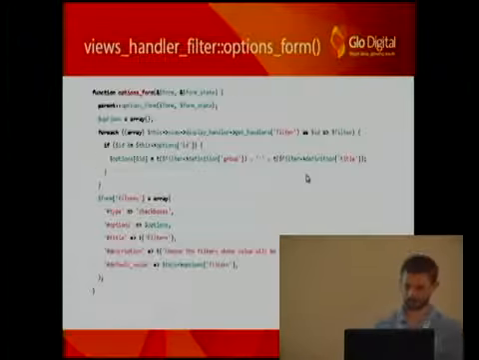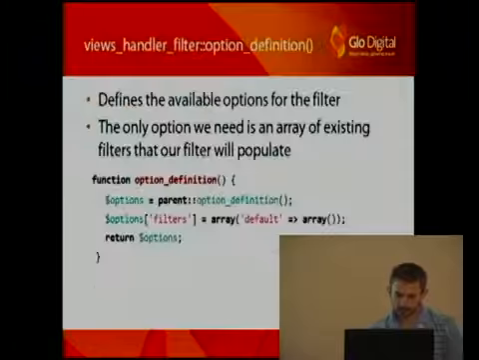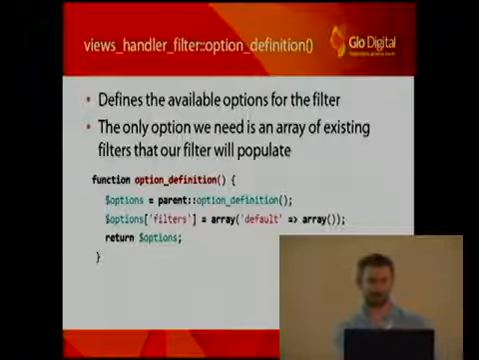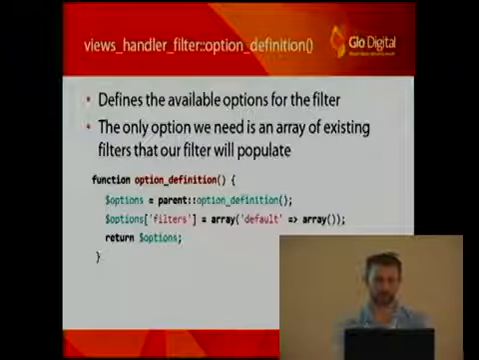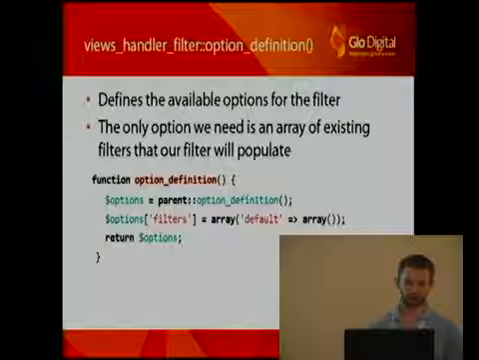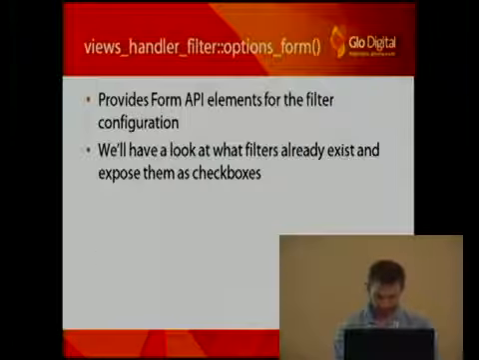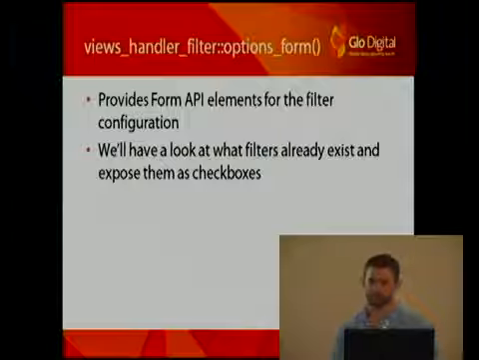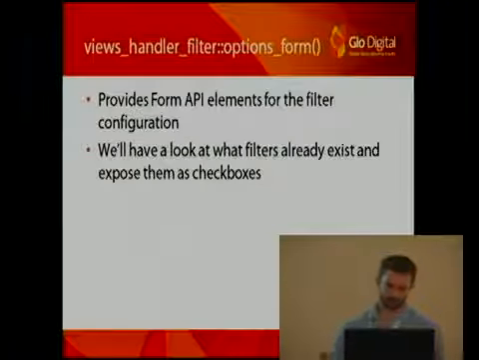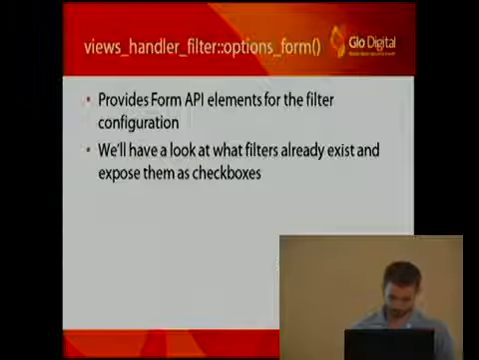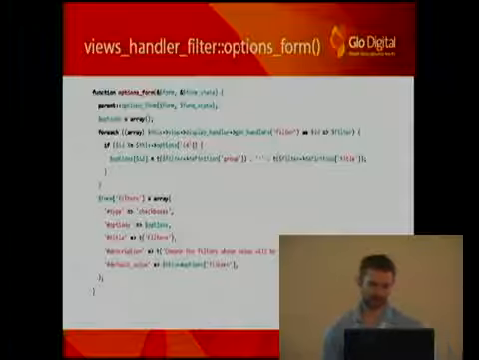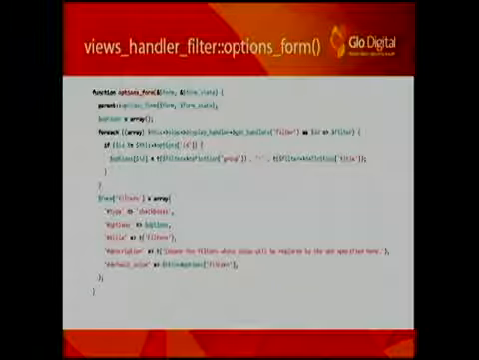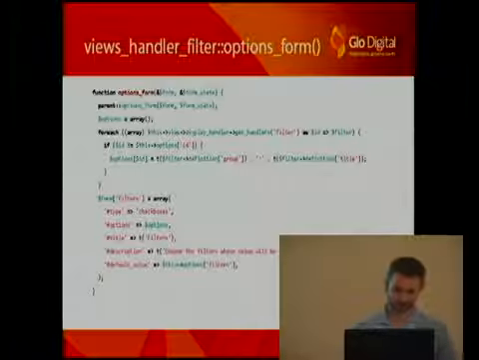So basically, we tell Views what options our plugin is going to make available, and the only option is an array called filters. Then we have to provide a form API element to toggle the options, basically. That was the list of checkboxes that I just showed you. And all you're doing there is, has everyone used the form API before? A few people nodding their heads, so no one put up their hand, so I assume nobody.